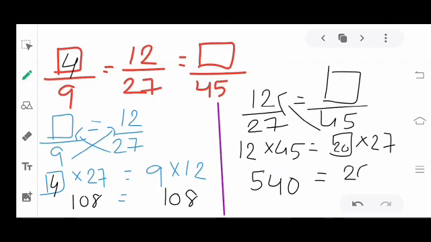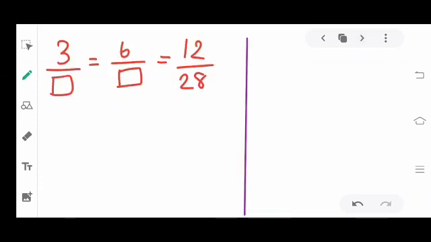So I got 540 here also. When I multiplied 20 with 27, my answer 540 is there. So my final answer is 20, and I am going to write it down here. Students, for your better practice, I am going to give you one more sum. You have to practice at your home, but still I am going to give you the answer at last. So please students, practice this sum at your home.